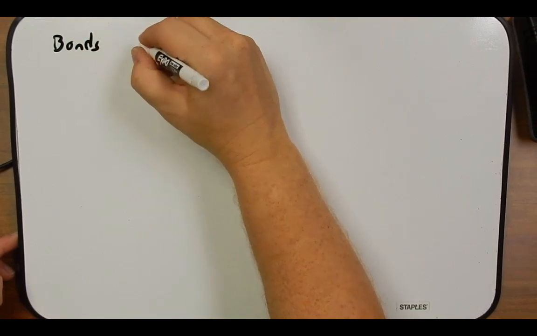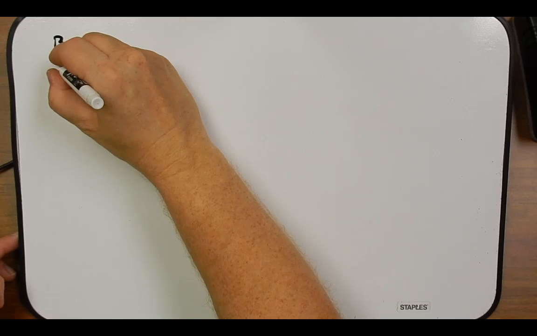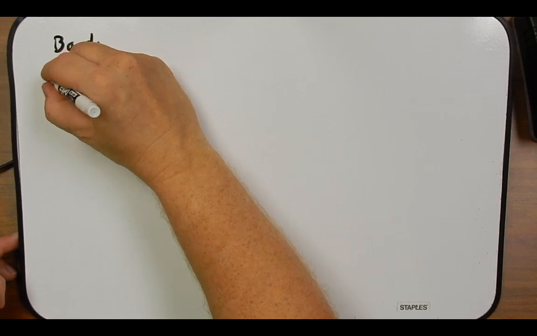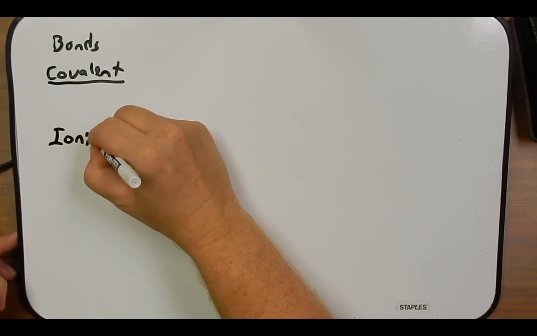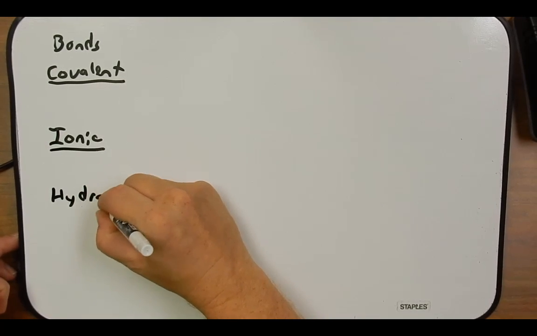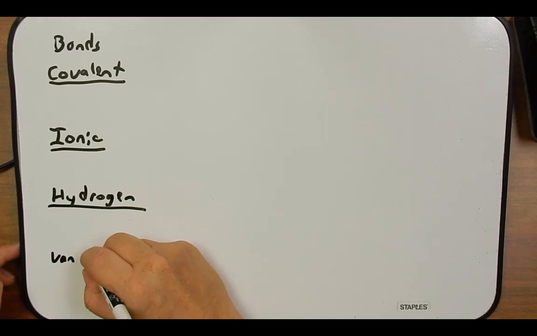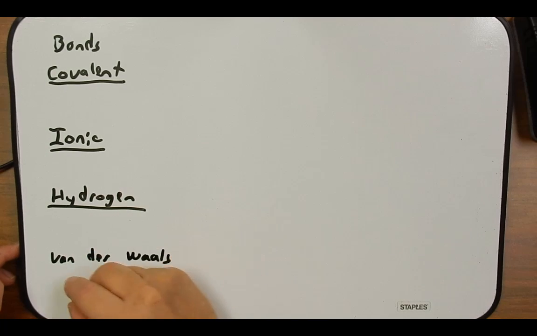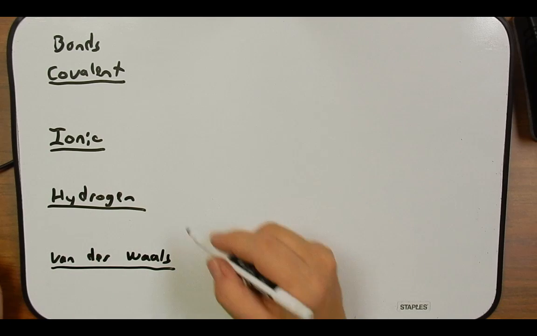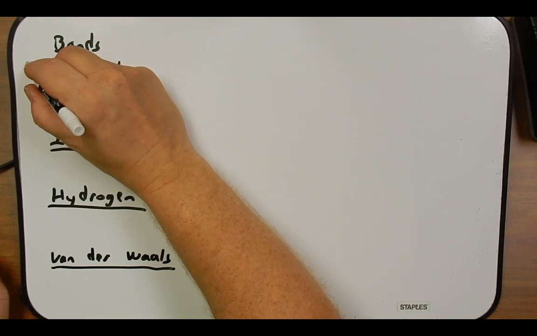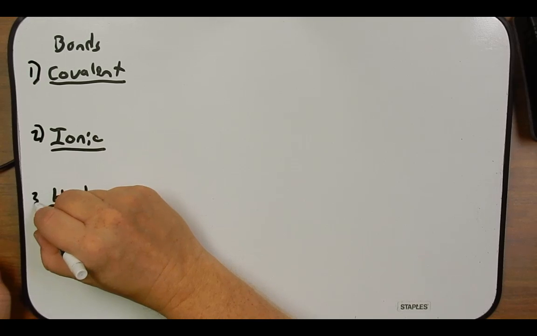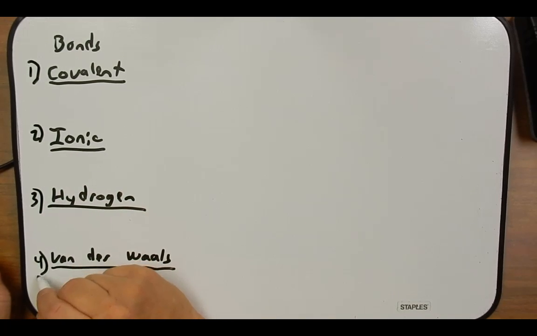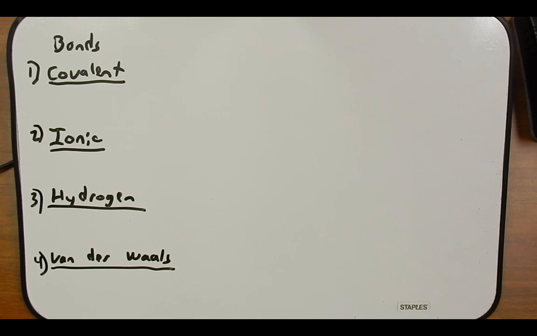The bonds we're going to talk about are covalent, ionic, hydrogen, and van der Waals. In case I forget to mention, I wrote these in order of the strength of the bonds. So covalent bonds are stronger than ionic bonds, which are stronger than hydrogen bonds, which are stronger than van der Waals bonds. And by stronger, I mean the individual bonds are stronger.